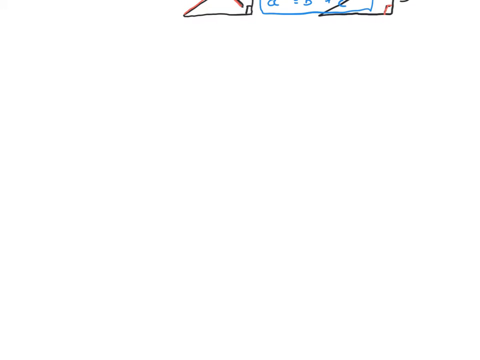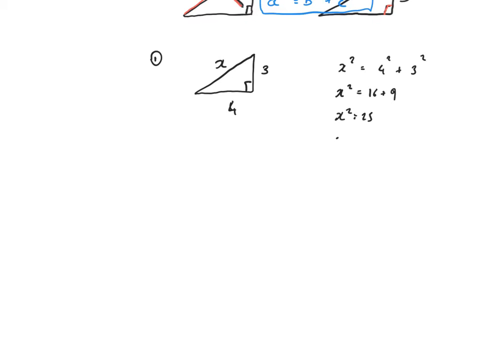Now we're going to go through a quick example of Pythagoras. Let's say that side is 3, that side is 4, and that side is x. It's a right angle triangle, so x squared equals 4 squared plus 3 squared, so x squared equals 16 plus 9. X squared equals 25. How do you get x? You take the square root of 25, which is 5. So that's just a quick reminder of Pythagoras theorem.